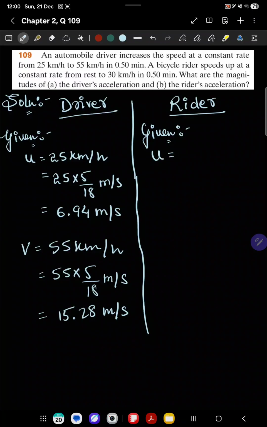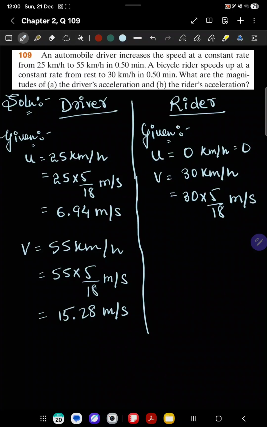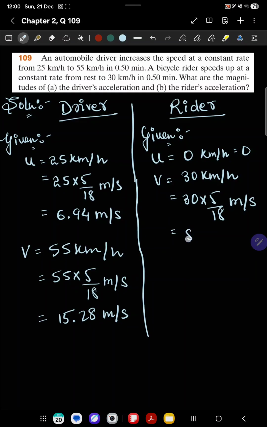Now a similar thing we have to do for the rider. For the rider, the initial speed that has been given is 0 km per hour, and in meter per second also it's still 0. The final velocity has been given as 30 km per hour, which if we want to convert it into meter per second, again we have to multiply it with 5 by 18. So this will give us a value of 8.33 meter per second.